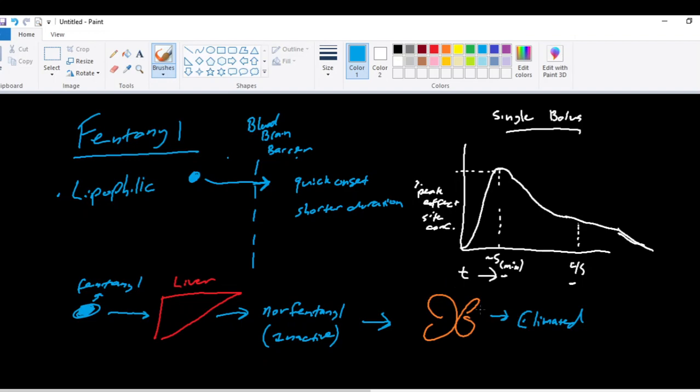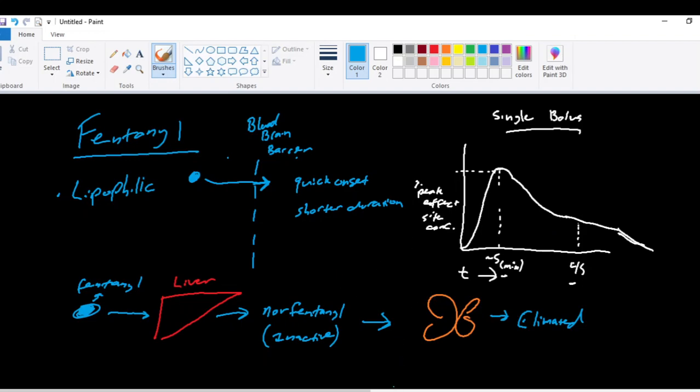If you give small doses of fentanyl, usually that effect wears off via redistribution. The larger doses of fentanyl get biotransformed and metabolized by the liver. But if you give tiny doses, usually redistribution accounts for the elimination of the concentration at the effect site.